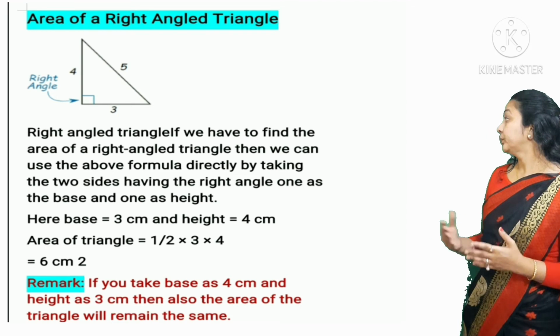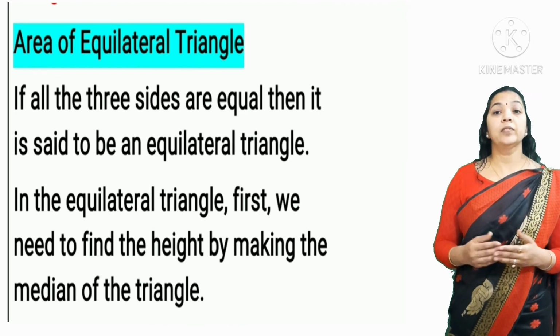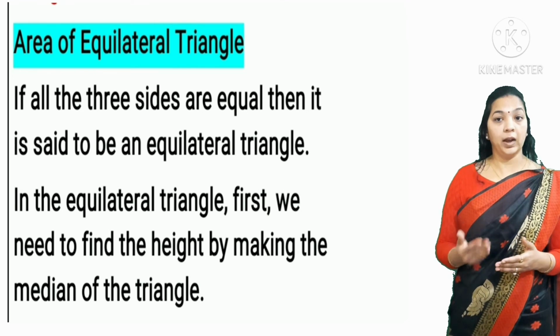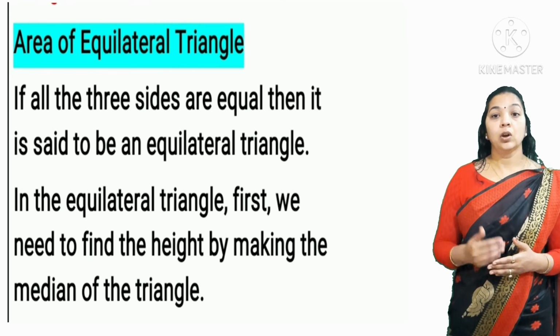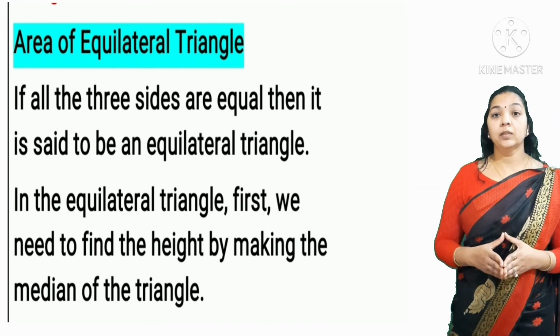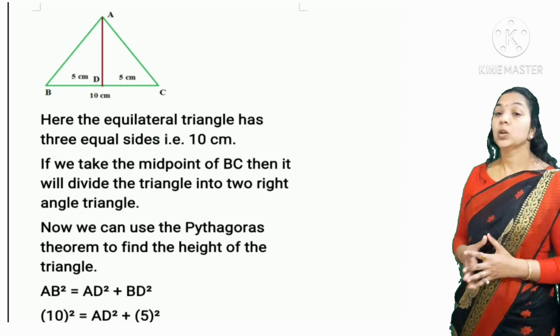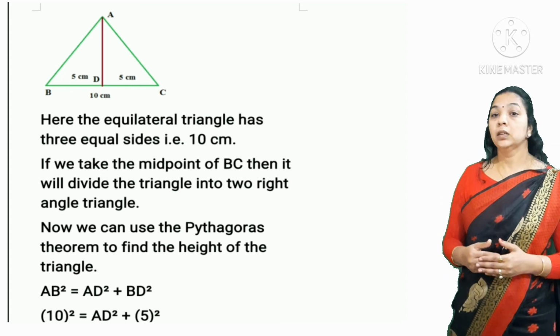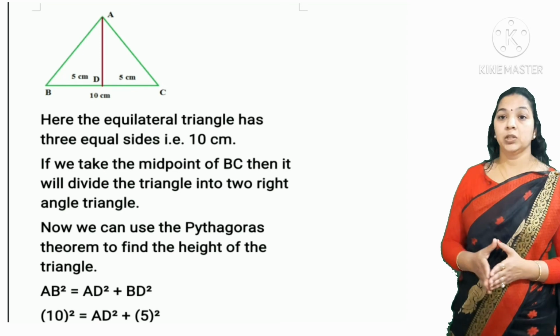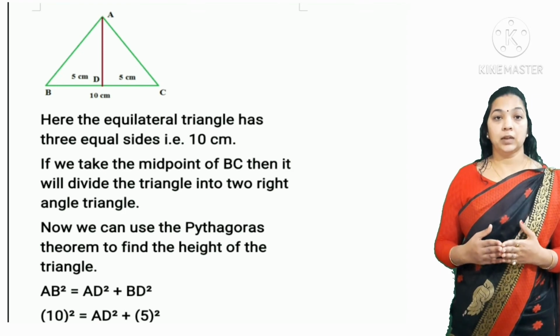The next is area of an equilateral triangle. If all the three sides are equal, then it is said to be an equilateral triangle. In an equilateral triangle, first we need to find the height by drawing a median of the triangle. That means we have to draw an altitude from the vertex of the triangle. Here you can see in this diagram that the altitude is drawn. The equilateral triangle has sides of length 10 centimeter. If we take the midpoint of BC, it will divide the triangle into two right angle triangles.